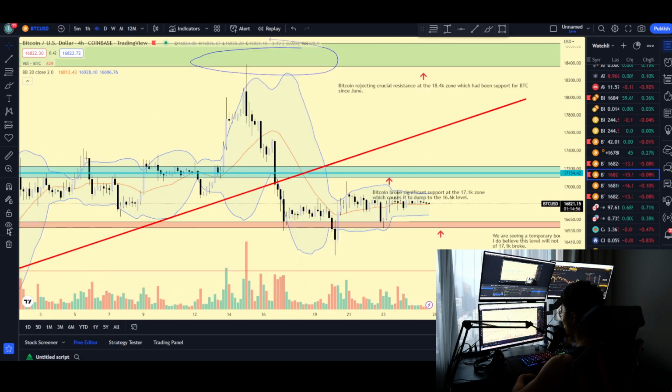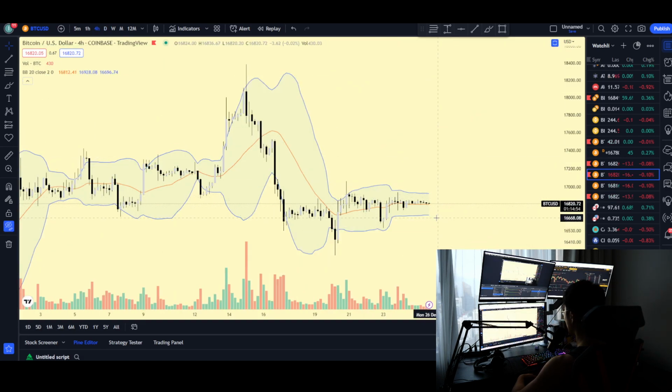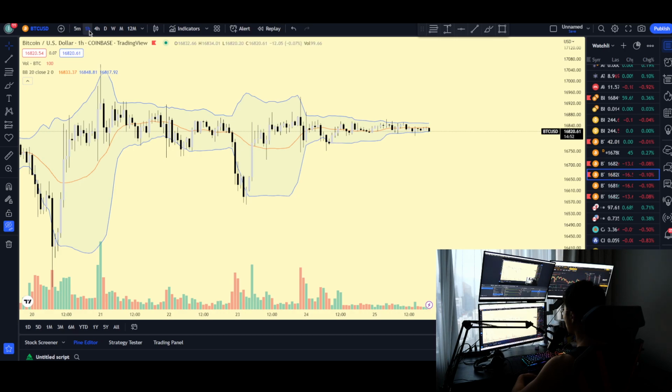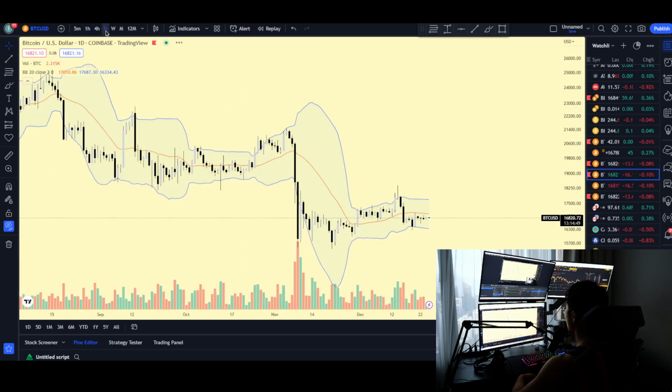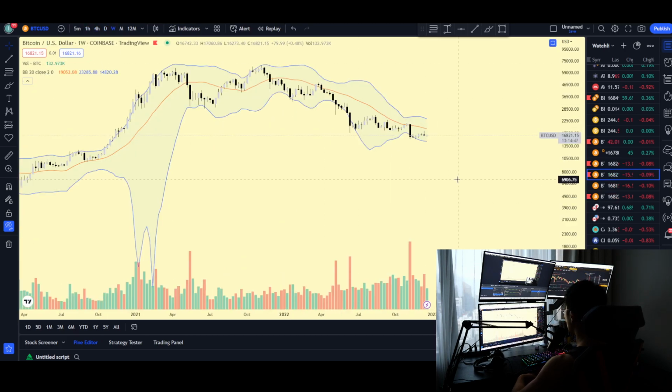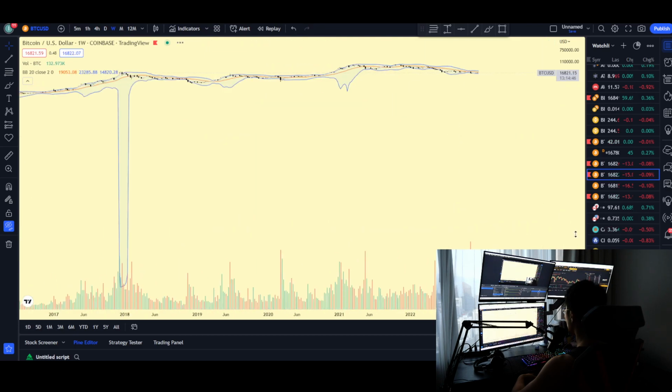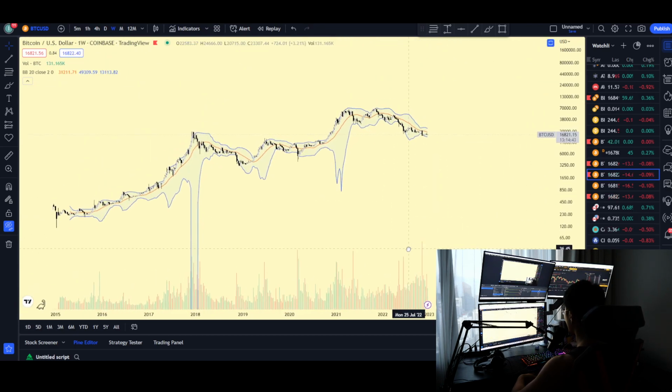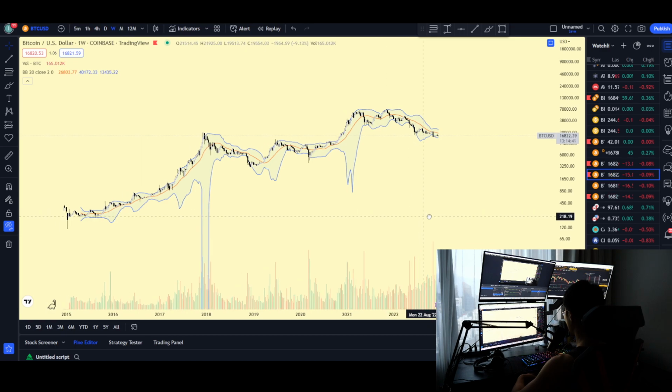Even on the 4-hour time frame, we are seeing the Bollinger Bands pinching, and also on the 1-hour time frame. So I do believe that we'll be going lower, and we'll be seeing a major bottom in the coming months, very soon. So please keep that in mind.